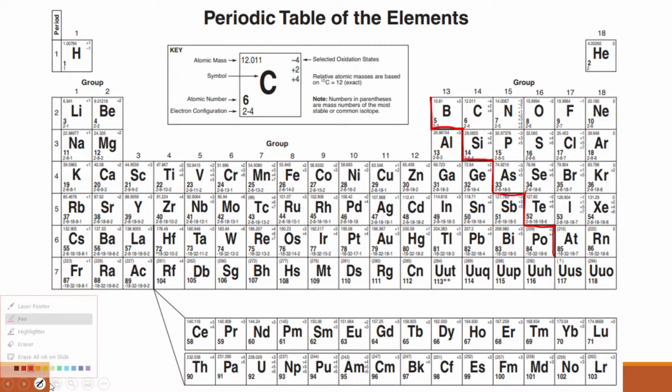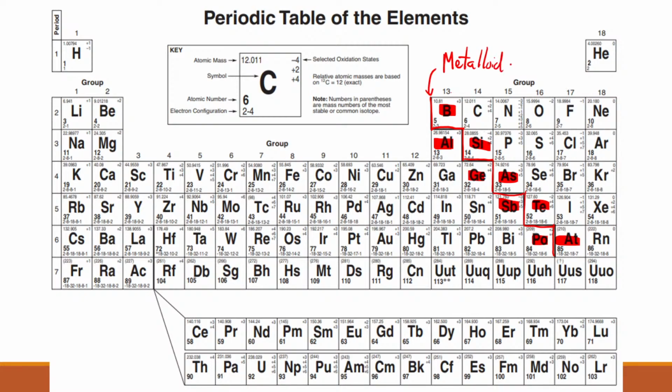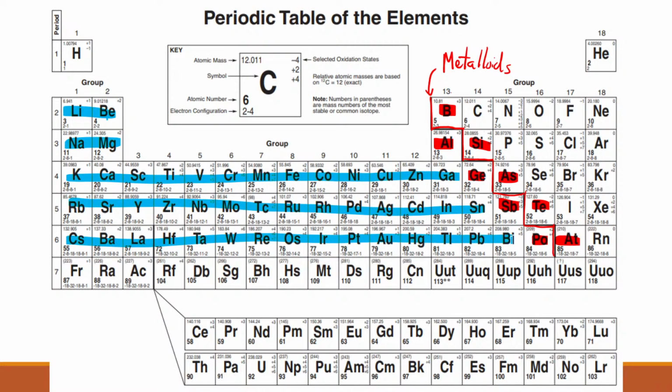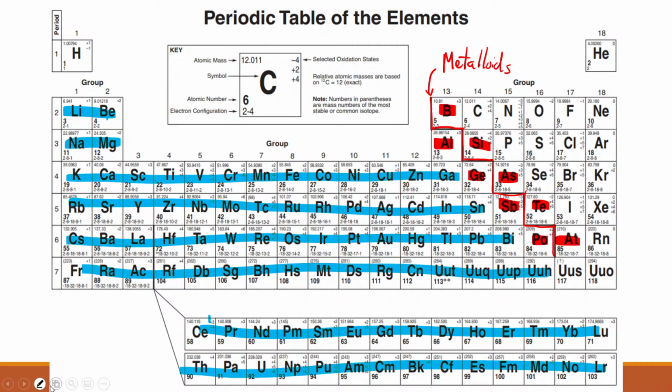The things that touch the staircase are our metalloids. These elements that share a side with this bold line are going to be our metalloids. And that means that everything to the left is a metal. Everything to the left of these stairs is going to be a metal, which includes these down here. And everything to the right is going to be a non-metal.